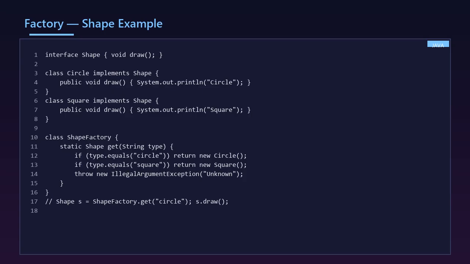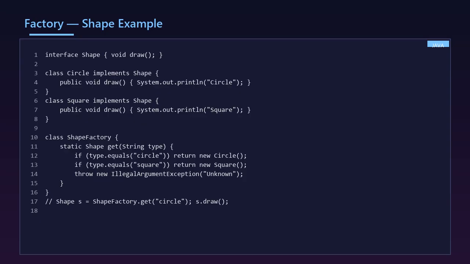Here's the shape factory. We have a shape interface with a draw method. Circle and square both implement it. Now, the shape factory has a static method, get, that takes a string and returns the right object. Client just calls ShapeFactory.get with circle and gets a circle. No need to know about the circle class directly.